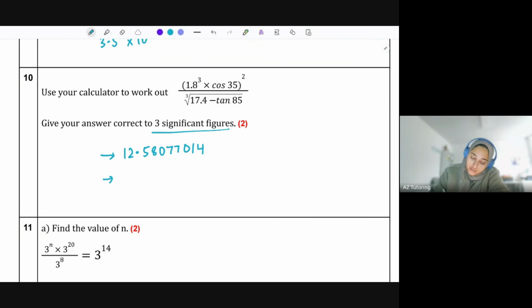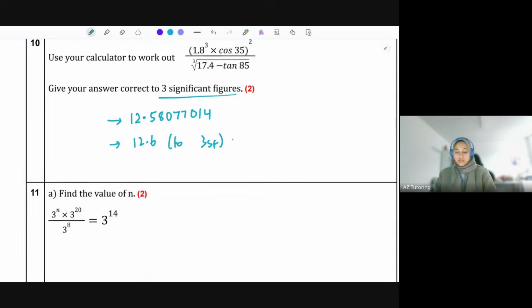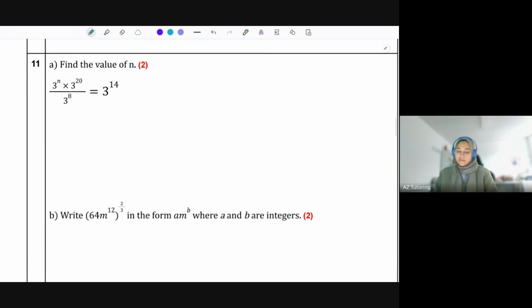So rounding that to 3 significant figures, that's our 3rd significant figure. So the 8 after that changes the 5 up to 6. So that's just 12.6 to 3 significant figures. Nice, easy 2 marks. Question 11.